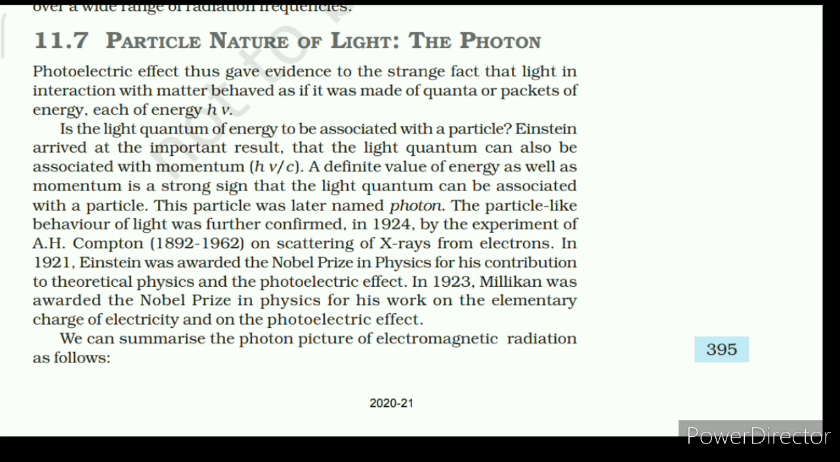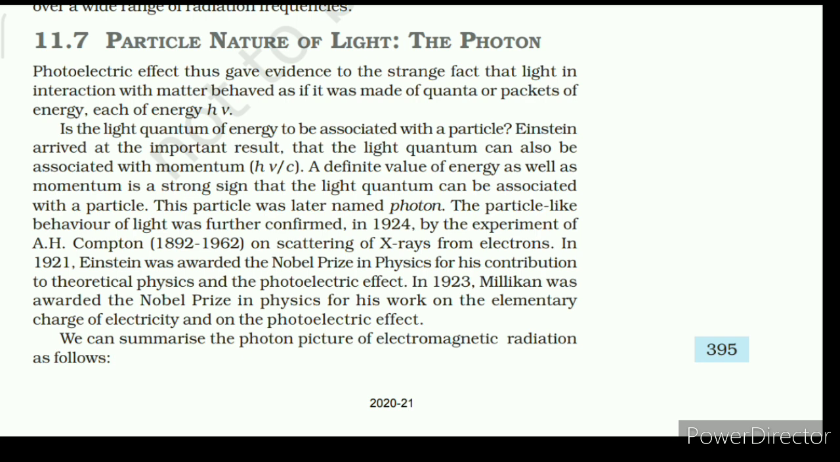Number 1. In interaction of radiation with matter, radiation behaves as if it is made up of particles called photons. Number 2. Each photon has energy E equal to h nu and momentum p equal to h nu upon c, where c is the speed of light.